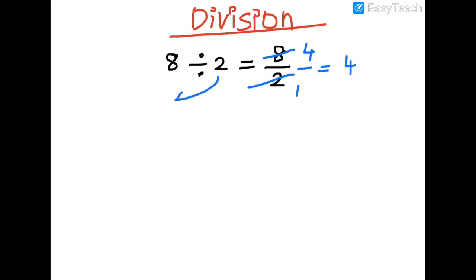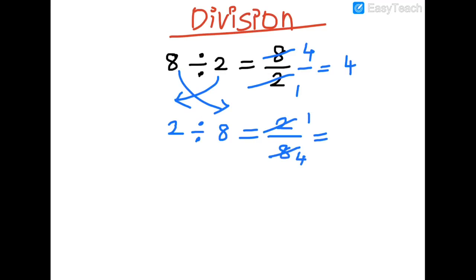Now interchange the numbers. You have to interchange the numbers. So 2 divided by 8. 2 divided by 8 can be written as 2 by 8. I can cancel: 1 2s are 2, 4 2s are 8. So that means 1 by 4. So here I am getting 4, but here I am getting 1 by 4.